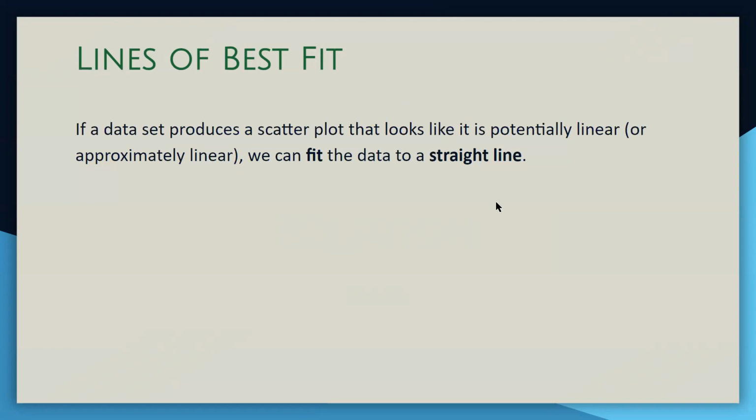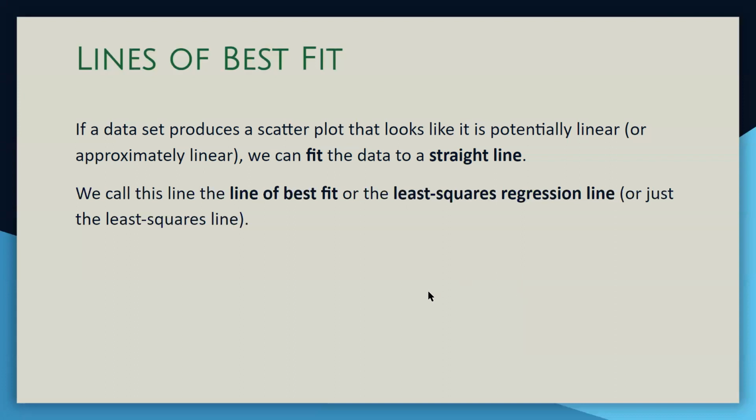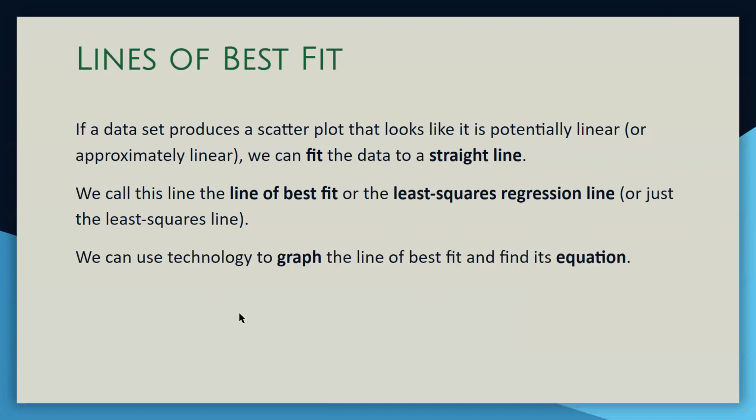If that scatter plot looks linear, we're going to describe it or model it using a line of best fit. We call this best fit line the least squares regression line, or sometimes just a regression line or least squares line. In your book, it goes over some of the process of how to do this by hand. However, in 2023, no one does this process by hand. So we're going to use technology to graph the line of best fit and find the equation to describe that line.